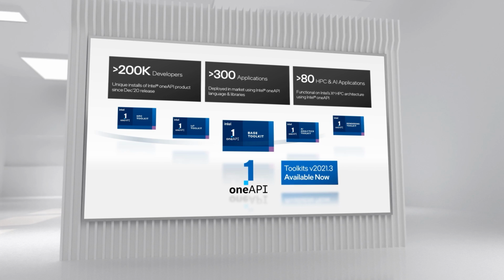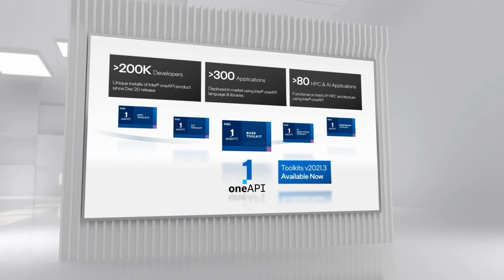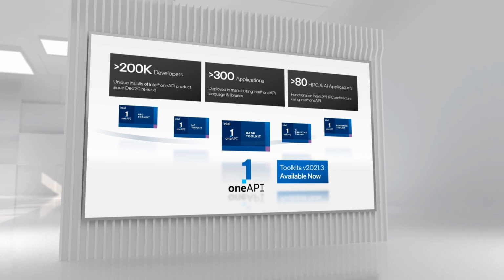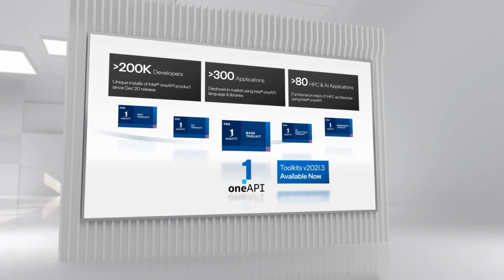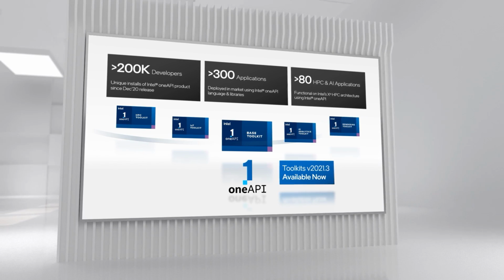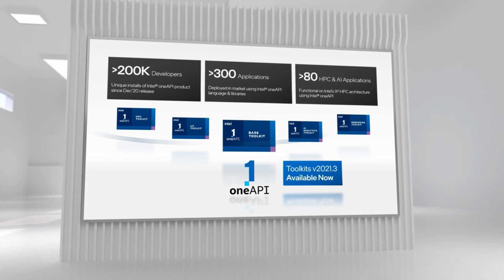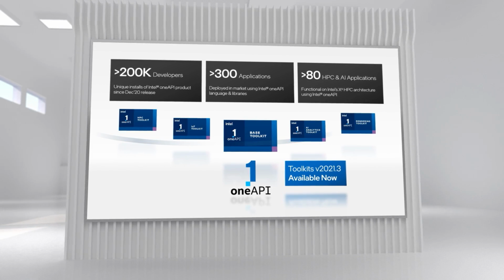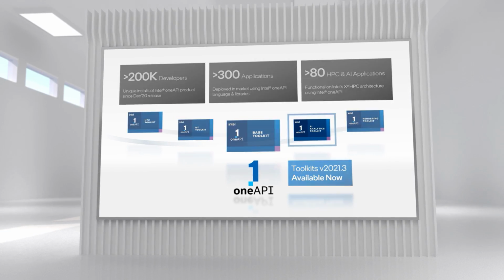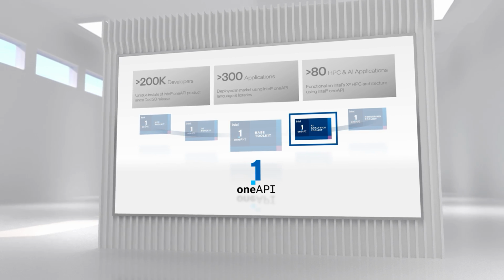There are over 300 applications already deployed in market from ISVs across multiple segments that utilize the unified programming model of oneAPI. And we have over 80 key HPC applications, AI frameworks, and middleware functional on XeHPC that utilize oneAPI to quickly port from either existing CPU-only or CUDA-based GPU implementations. Let's look at oneAPI in action with AI Analytics Toolkit.